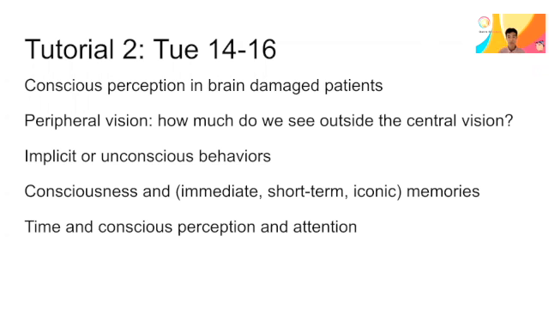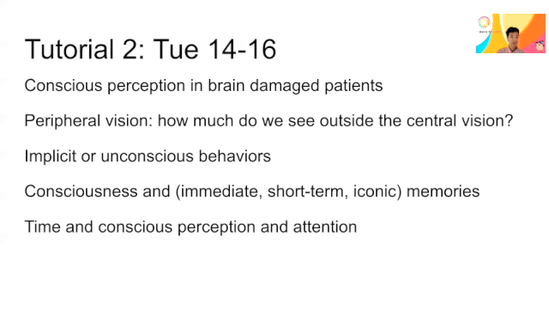How much do we see outside the central vision? You may feel like we are experiencing only the part of the vision that we are attending, but maybe you are also feeling like we see everything at once. This is a very controversial topic, and we are still arguing. And then the third one is implicit or unconscious behaviors. To study the function of consciousness, it's often very useful to contrast that with unconscious behaviors.